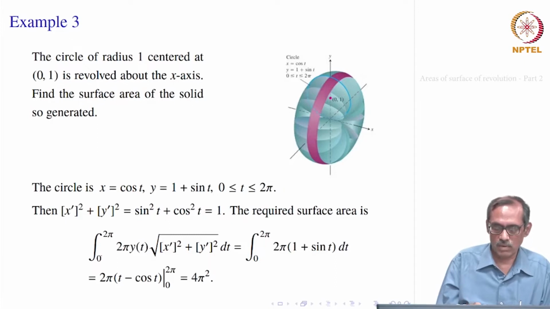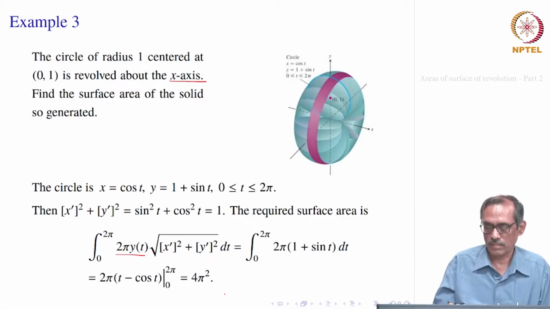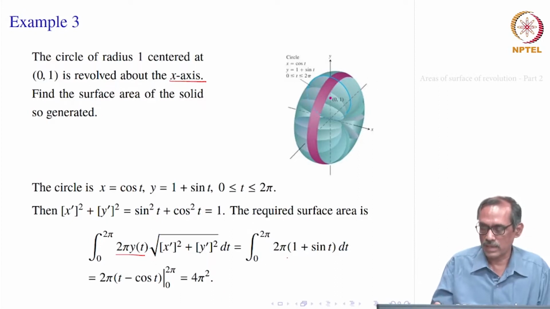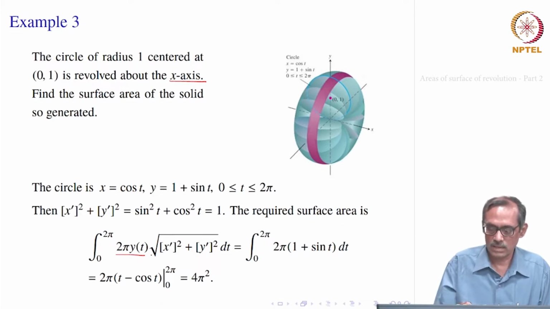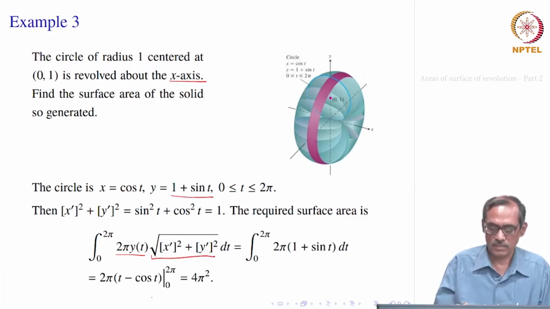Therefore, the surface area will be the integral from 0 to 2 pi as t varies, 2 pi times, since it is about the x axis, y at t times the square root of x prime squared plus y prime squared dt. That is the integral from 0 to 2 pi of 2 pi into (1 plus sin t) dt, right. This under root becomes 1. So y of t is 1 plus sin t, and you get 2 pi times (1 plus sin t) dt.